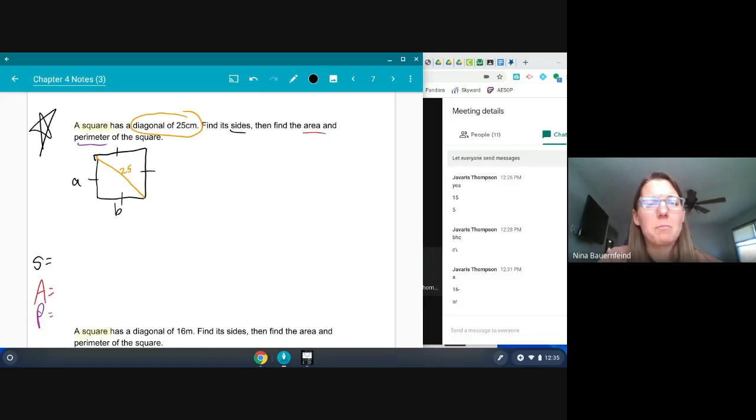So in a square, all the sides are the same. So it would be a really bad idea for us to give these two different names. So I'm going to choose, instead, to just call both of them A, because they are the same length. They are the same. Does this make sense or not?